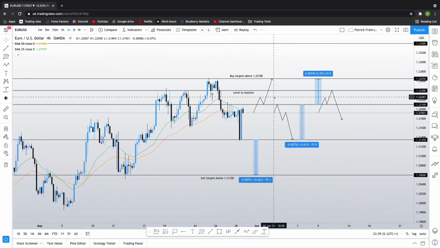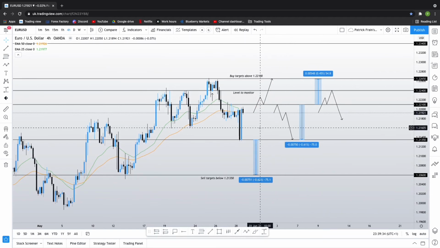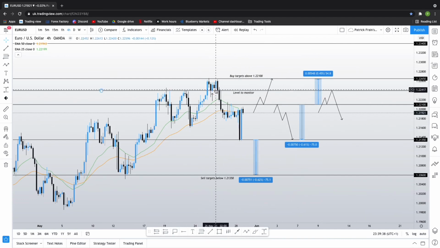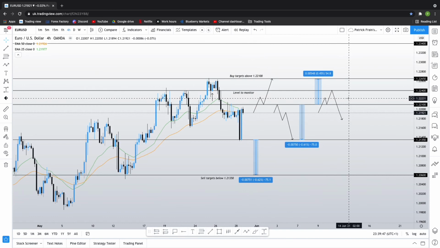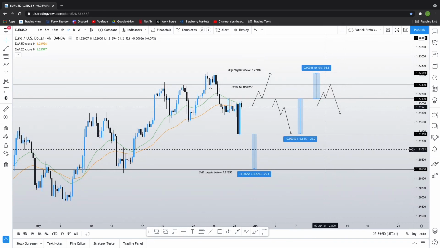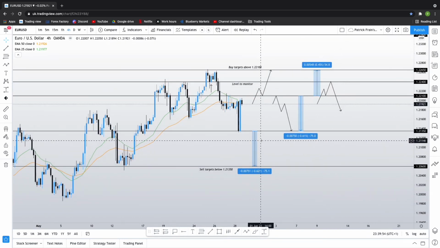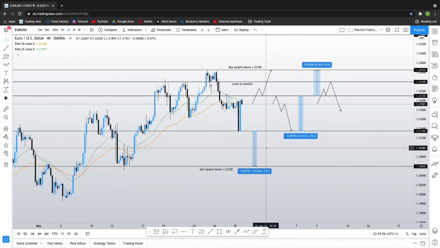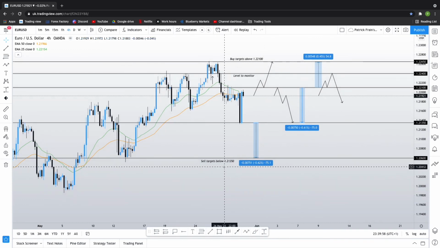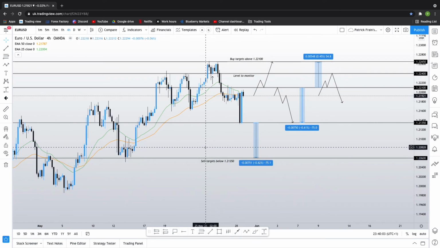We do have a level to monitor at 1.22400. This level was acting as support. We did get a break through this level, and we are yet to come back to this level, so we could see a break and retest of this level, and rejections of this level back down to the lows at 1.21350. If we do break below 1.21350, I will be looking for shorts back down to our lows at 1.20600, which is around 75 pips.